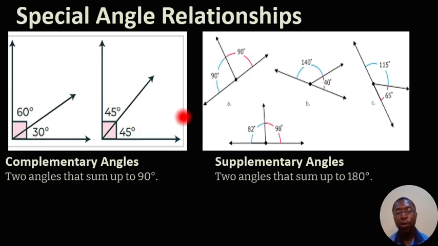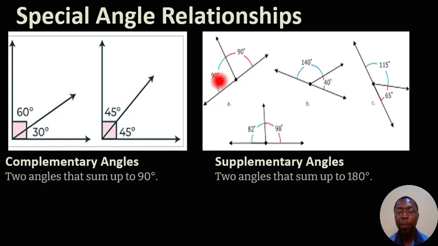Now, on the other hand, we have what we call the supplementary angles. In this case, two angles that sum up to give 180 degrees are known as supplementary angles. For example, 82 degrees and 98 degrees are supplementary angles, because if you add them up, it will give you 180 degrees. So we could say that 82 degrees is a supplementary angle of 98 degrees, because they sum up to give 180 degrees.